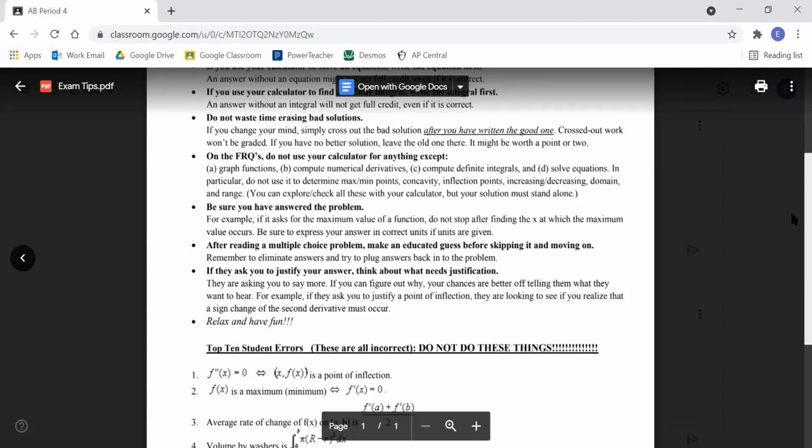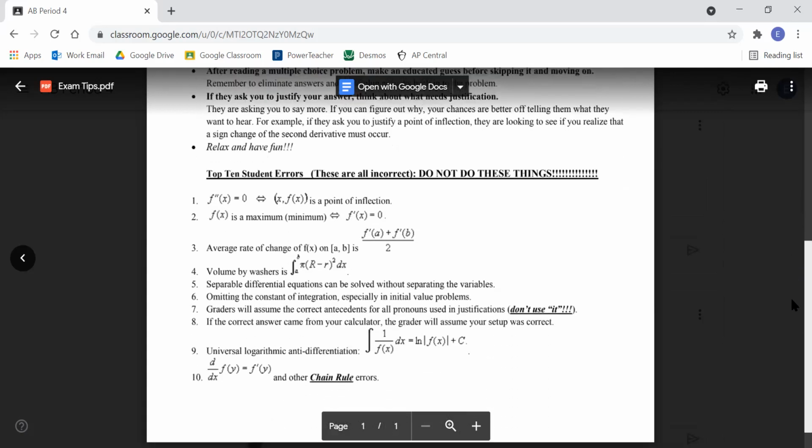Okay, a couple things down here at the bottom. Now note that everything that's written down here is wrong. Don't do these things. Okay?